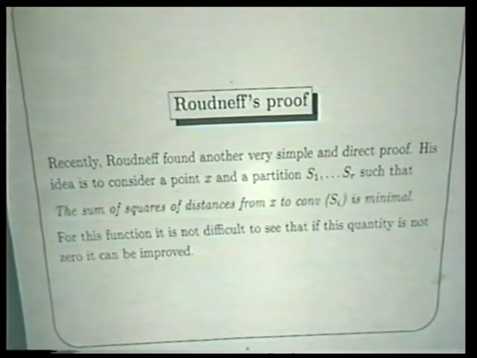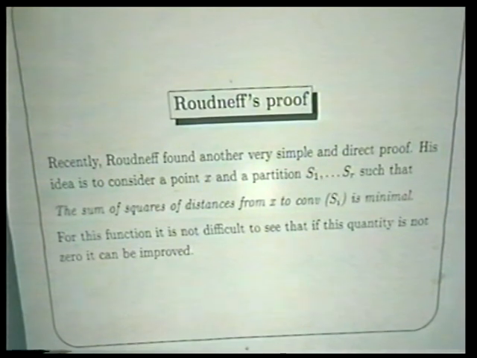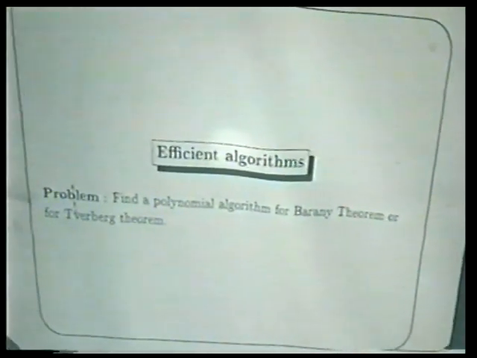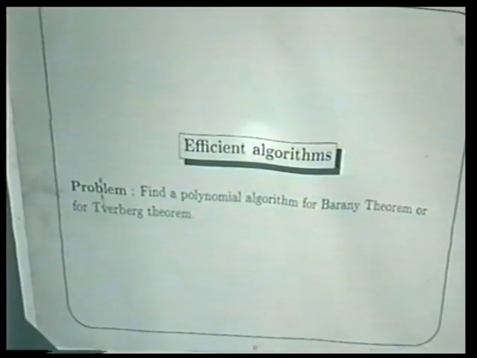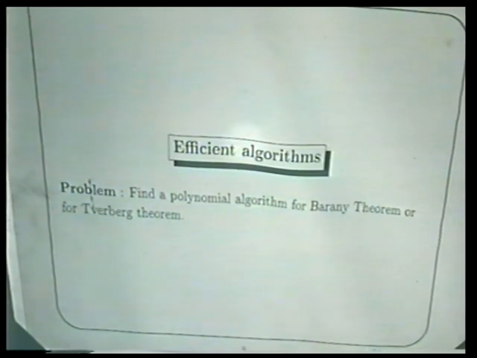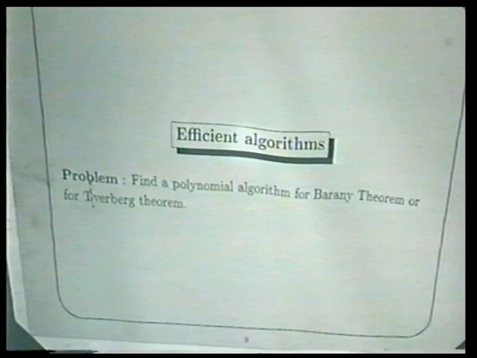So this was the proof, and let me mention that it is an interesting problem to find efficient algorithms, either for Bárány's or for Tverberg's theorem. The critical point for algorithmics is the proof of Bárány's theorem, and it's not known if there is a polynomial algorithm to find the points which are guaranteed by Bárány's theorem.